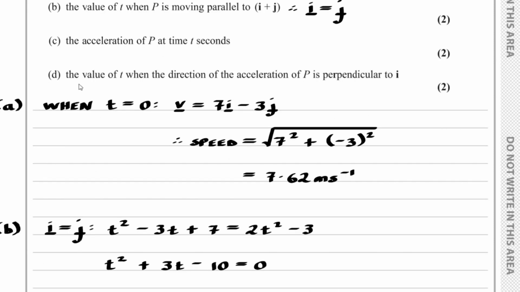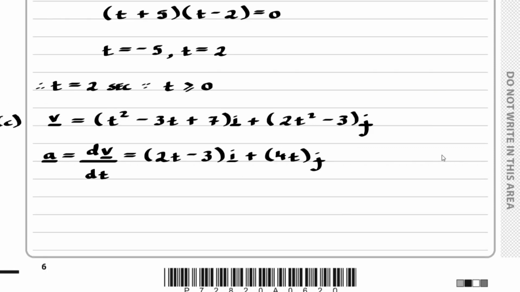Part D, we have to find the value of t when the direction of the acceleration of P is perpendicular to i. It's perpendicular to i when the i component is equal to 0. So when the i component is equal to 0, we have 2t subtract 3 equaling 0, which means if I solve for t, t is equal to 1.5 seconds.